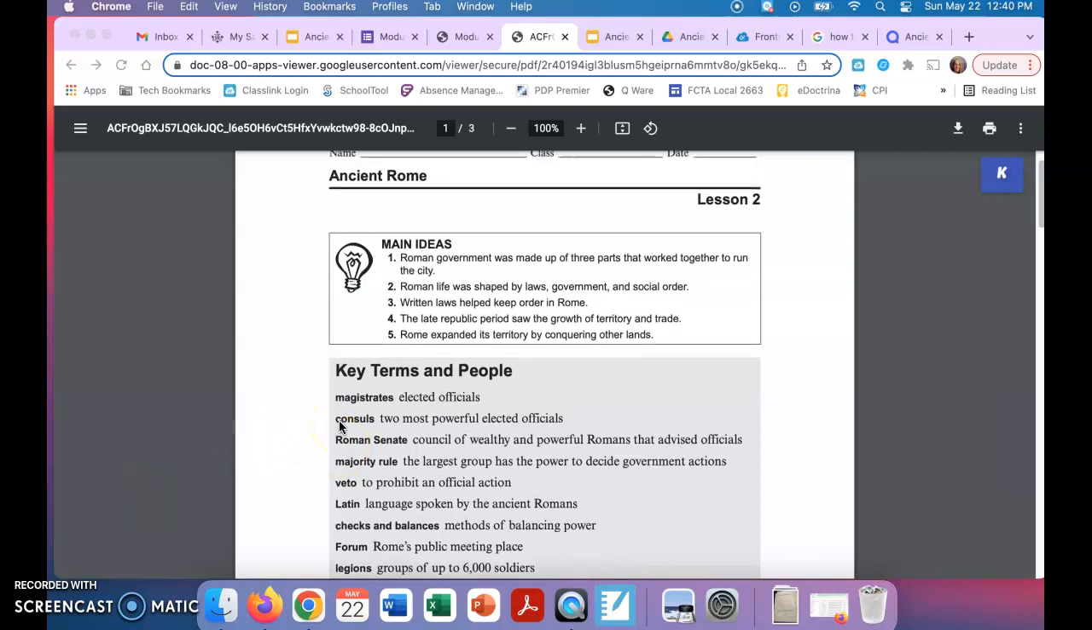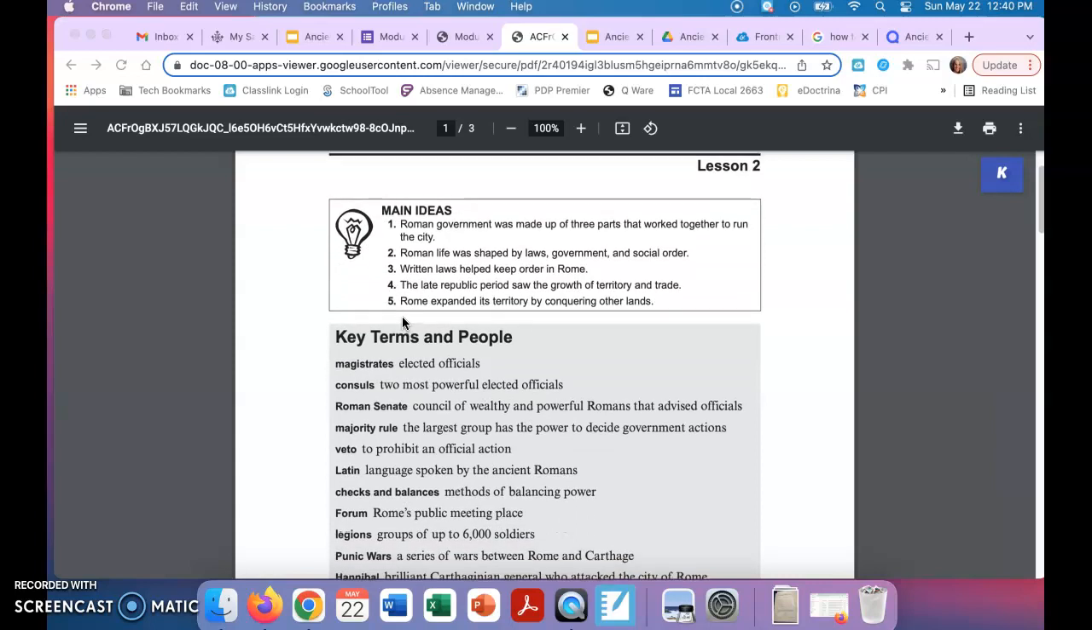Welcome to Workbook Lesson 2 for Ancient Rome. I'm going to begin with the main ideas box up at the top of the page. These are the key ideas that oftentimes will show up on quizzes and tests.